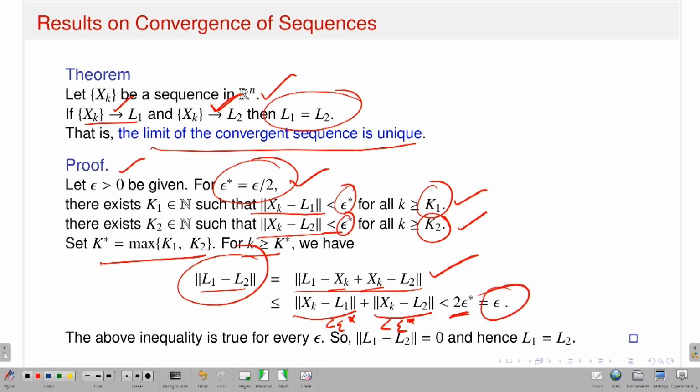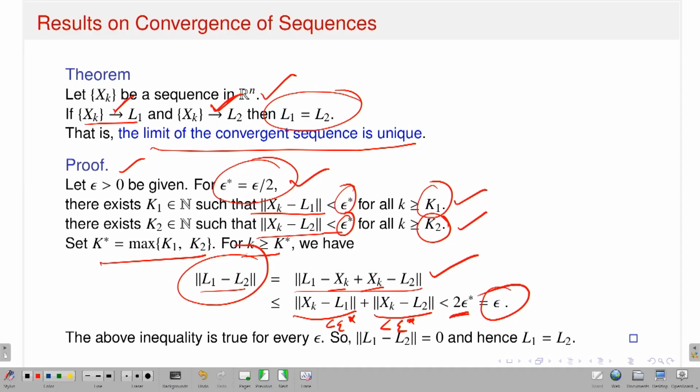So what did I prove? I proved that because of the convergence of the sequence Xk to L1 and L2, given any epsilon, the distance between L1 and L2 is less than epsilon. Whatever small epsilon I take, the distance between L1 and L2 is less than epsilon. So that implies we have only one choice, which is that the norm of L1 minus L2 is exactly equal to 0, and which implies that L1 is equal to L2. Okay. So therefore, if I have a sequence xk in the n-dimensional Euclidean space, and it converges to some point, that point has to be unique.